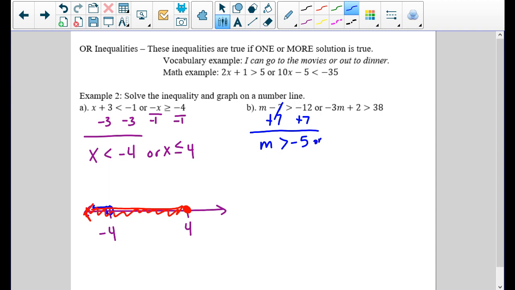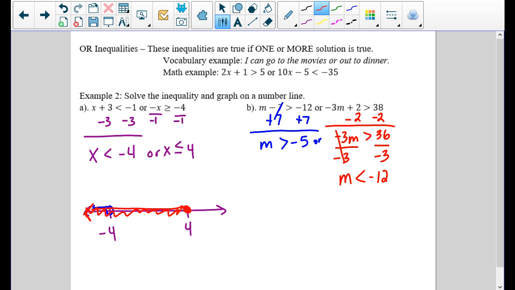Or take a look at our other side here. We're going to subtract 2 from both sides. So negative 3m greater than positive 36. Dividing then by negative 3, the negatives cancel. Since we divided by a negative, flip that inequality. 36 divided by 3 gives me a negative 12.